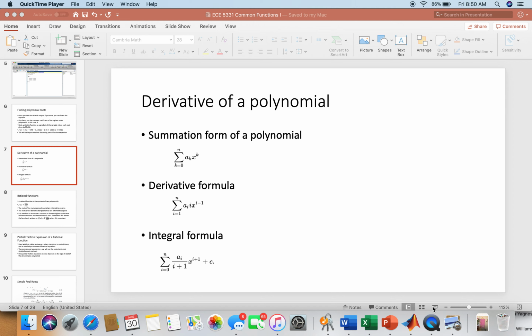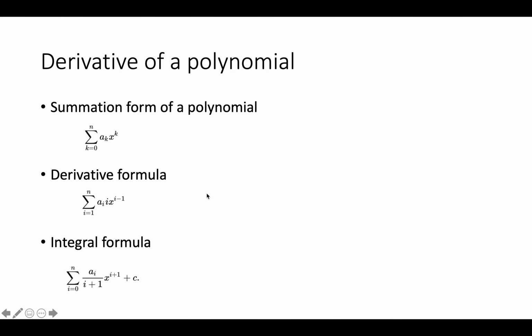So the next thing to talk about regarding polynomials are the derivative and integral formula of a polynomial. So first, we can write a polynomial as a sum. This is just the summation form of writing a polynomial where we let k go from 0 to n, where n is the order of the polynomial.